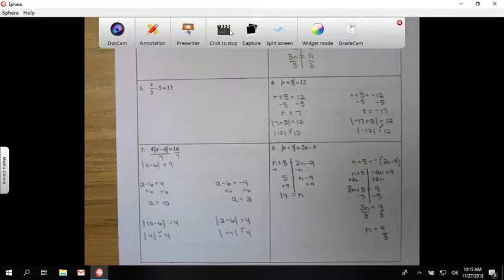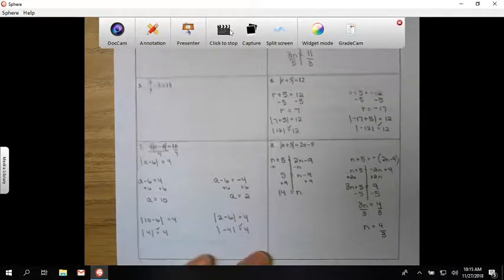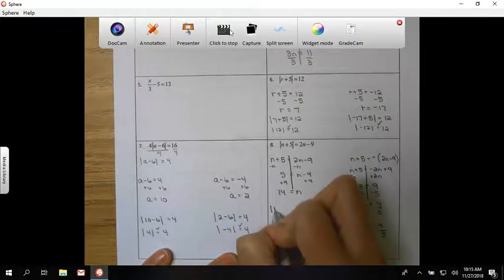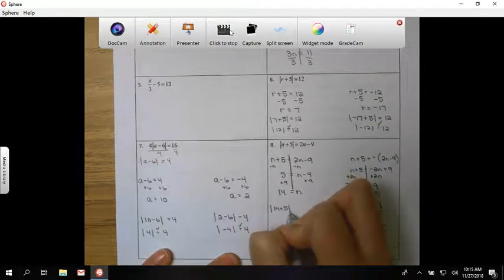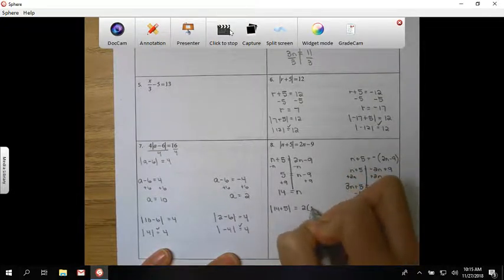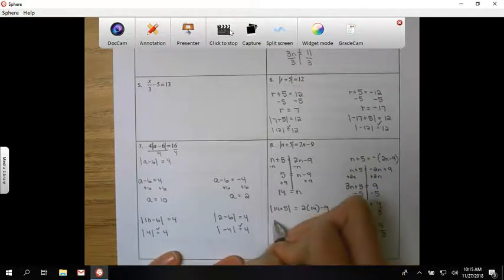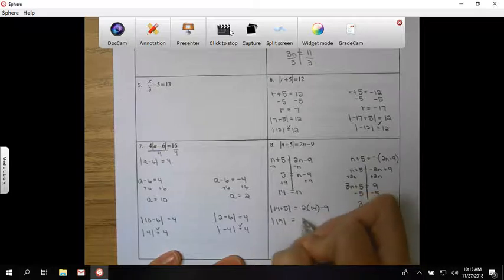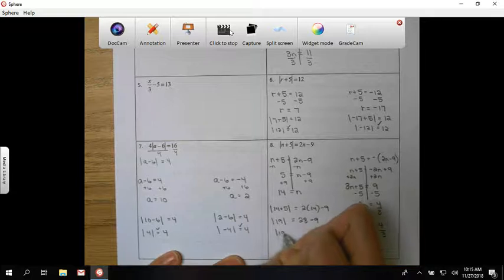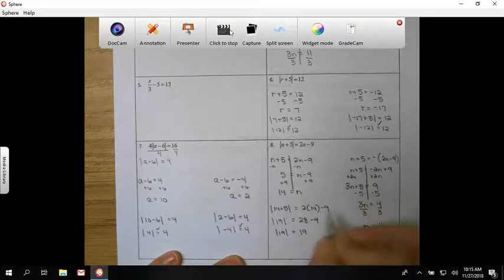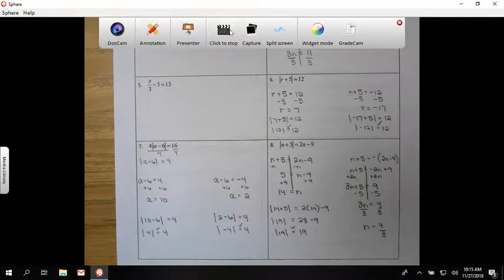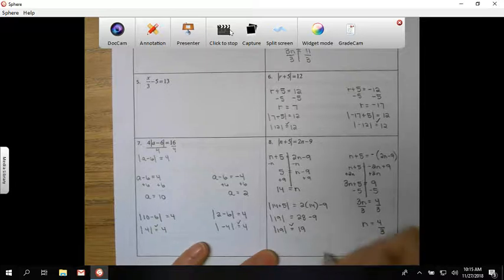Now these are the ones that you really need to check the answers, because the likelihood that one of them doesn't work is pretty high. So I'm going to go ahead and plug my 14 in right here. And does that give me the same as plugging it in on the outside? So 14 plus 5 is 19. 2 times 14 is 28. So is the absolute value of 19 19? So that one works.